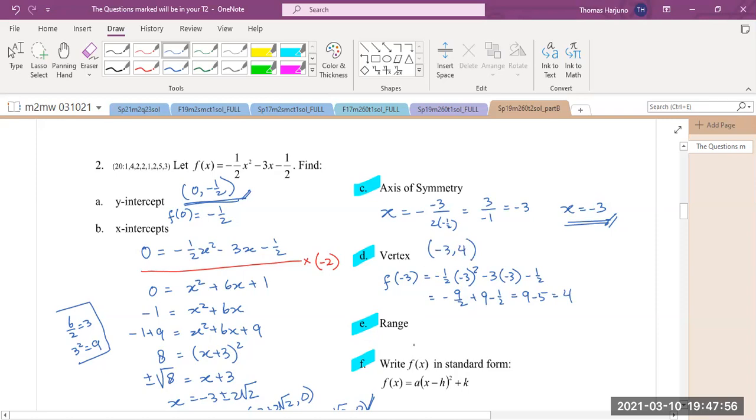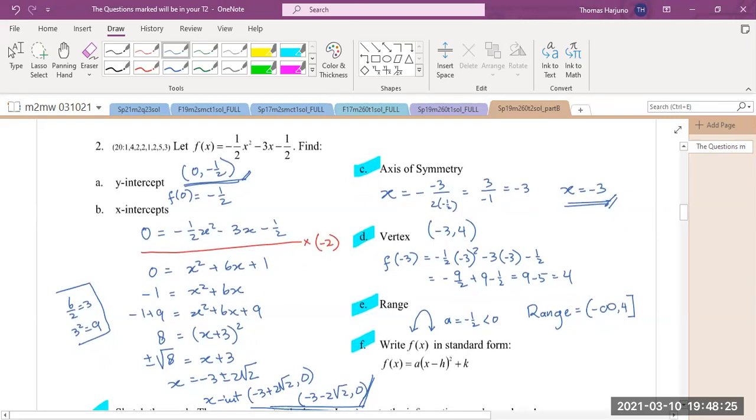Okay, how about the range? We know the parabola is upside down because the leading coefficient is negative. So we have a maximum, right? 4 is the maximum that we get from the y component of the vertex. So the range will be from negative infinity up to 4. And how about the standard form? Well, we have the vertex already. So this is f(x) equals a times (x minus h) squared plus k.